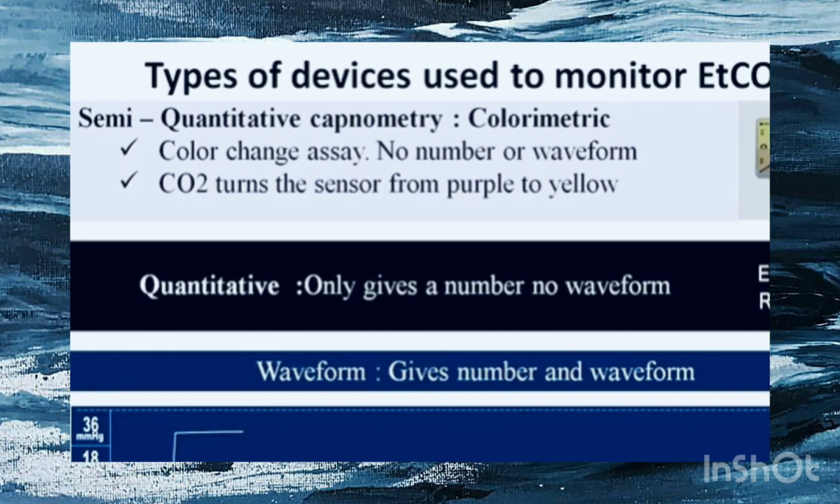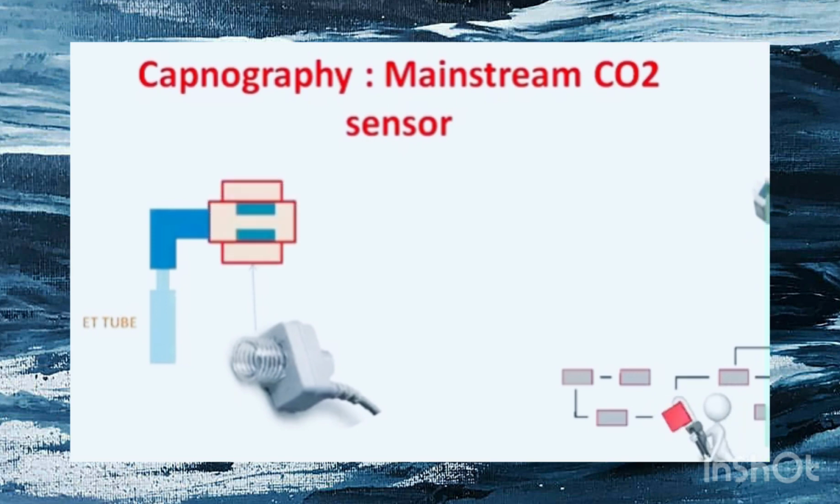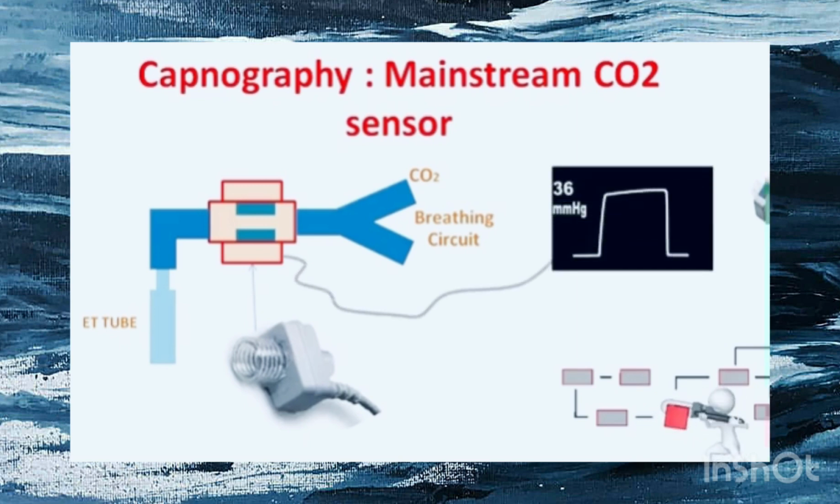Now comes the capnography device setup. There are many types of CO2 sensor like mainstream CO2 sensor, side stream CO2 sensor, and microstream CO2 sensor, etc. Here we are going to see about the setup of mainstream CO2 sensor. At the terminal end of the ET tube, the mainstream CO2 sensor is connected, and at the other end of the CO2 sensor, the breathing circuit is connected. The cable from the sensor connected to the monitor displays the CO2 waveforms.